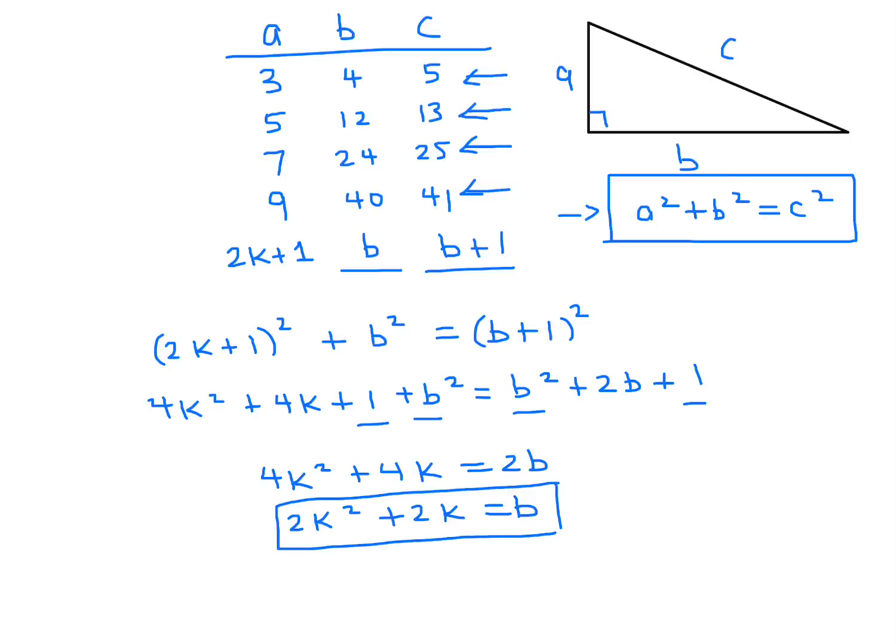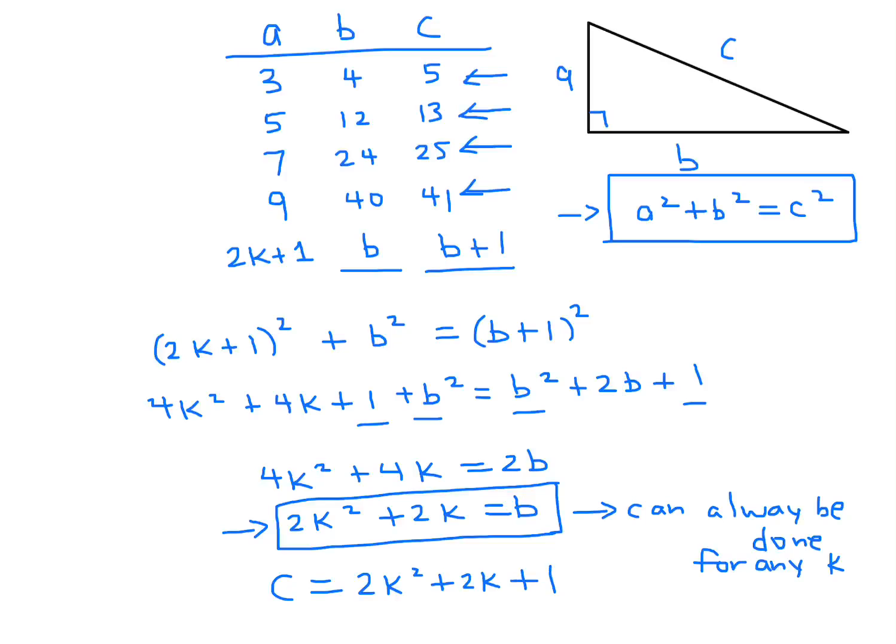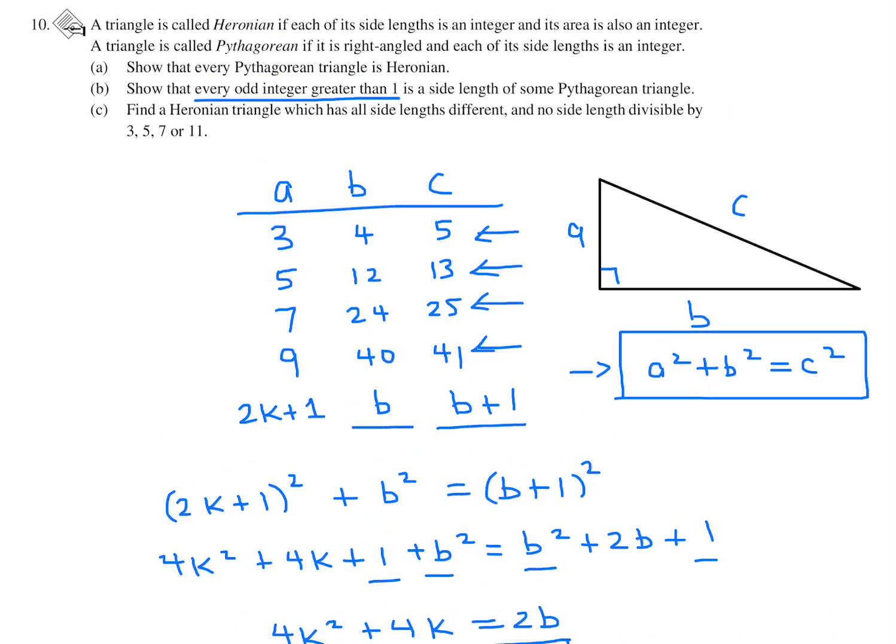So that means that for b, you can always get some number. All you have to do is just put k into this expression. So this can always be done for any k, where k is 1 or 2 or 3 or 4 and so on. And therefore C is just b plus 1. So if b is 2k squared plus 2k, you just add an extra 1 and there you got c. All right? So that's really all they're looking for in part B.